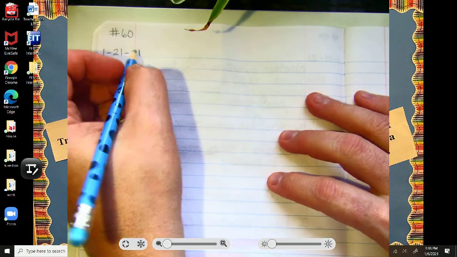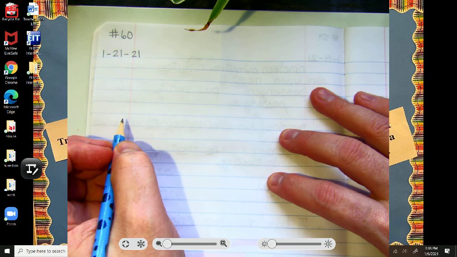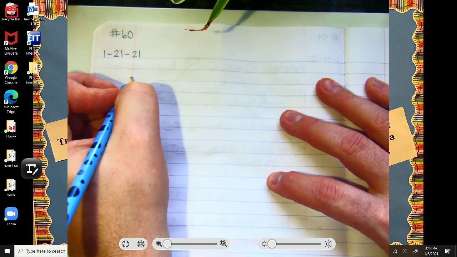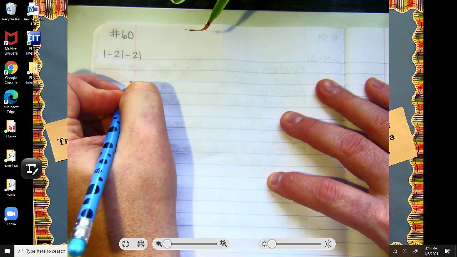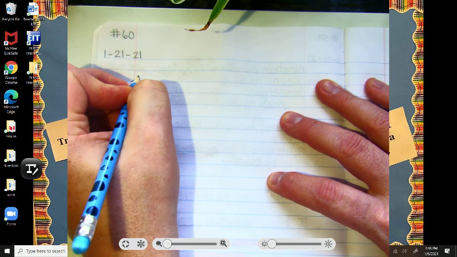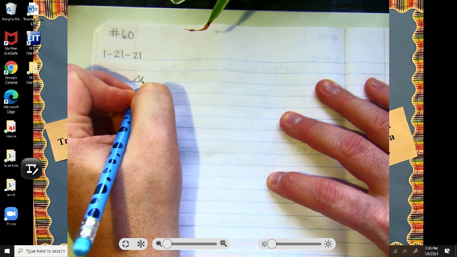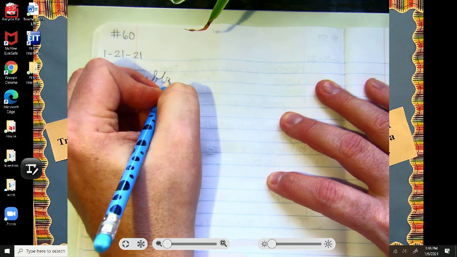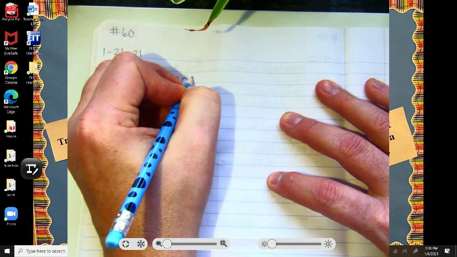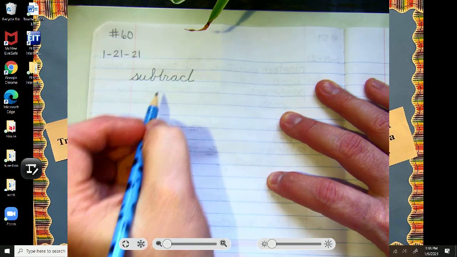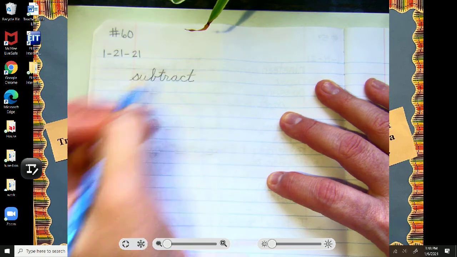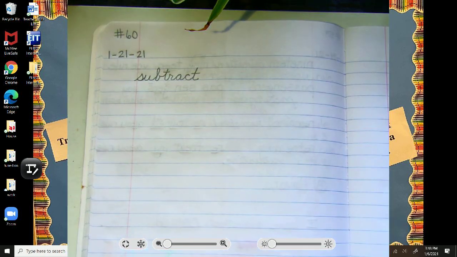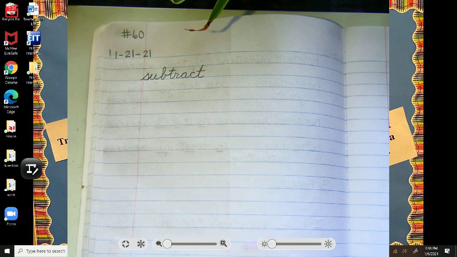All right, scholars, our first word is the word subtract. I'm going to write it in cursive. You may write it in cursive if you would like as well, or you can print it if you like. Subtract. Subtract. All right. Pause for a moment and analyze subtract.